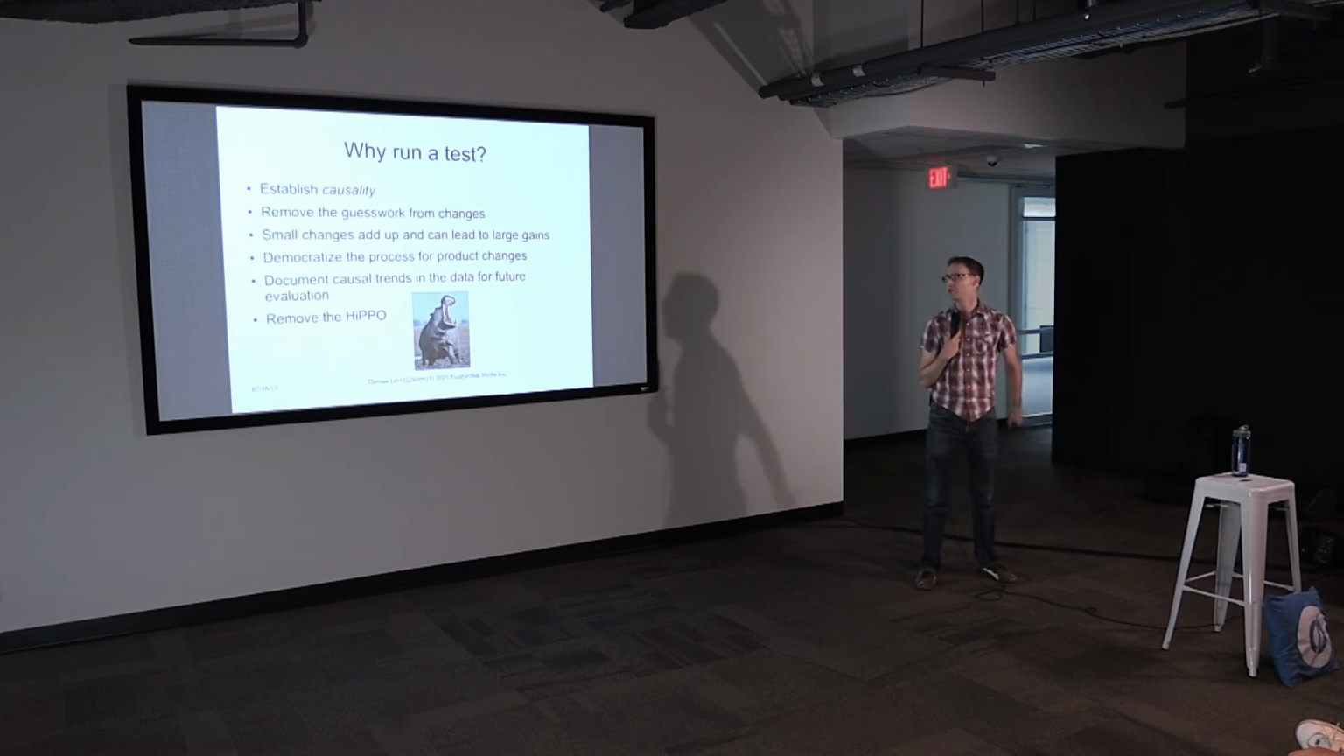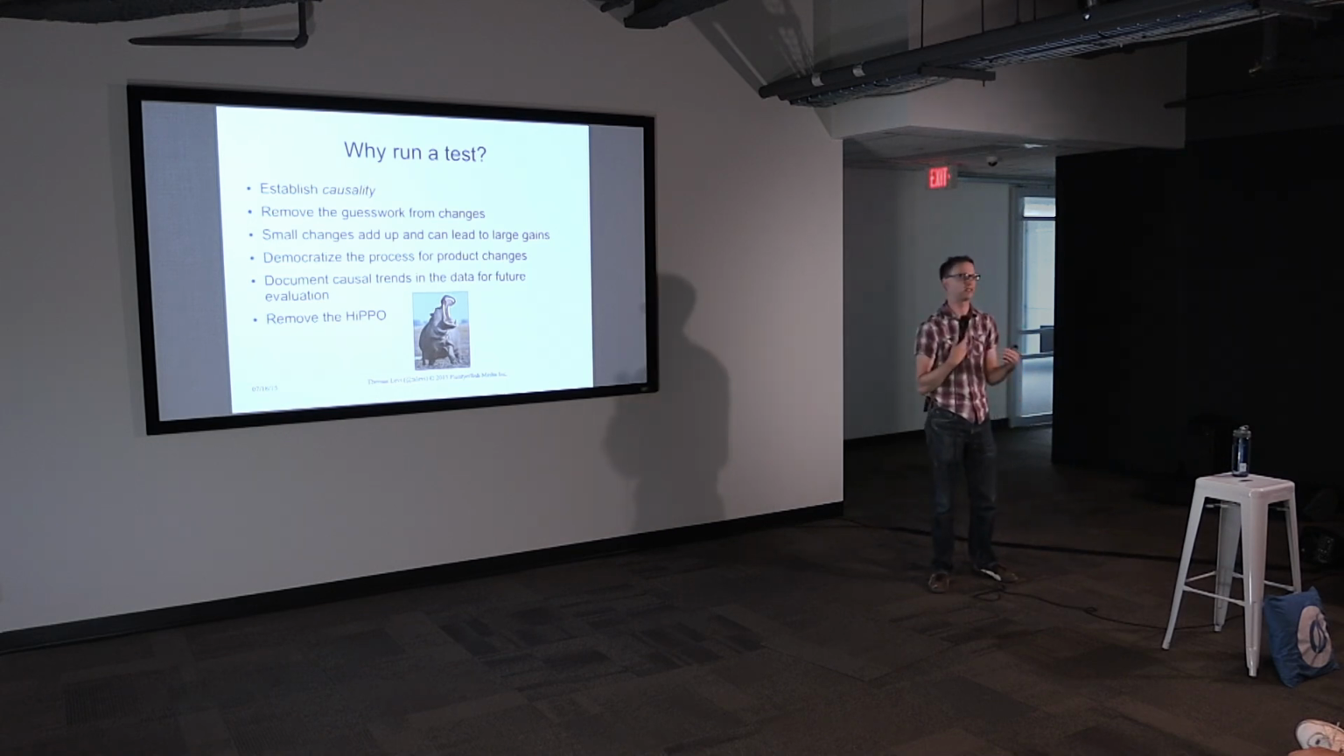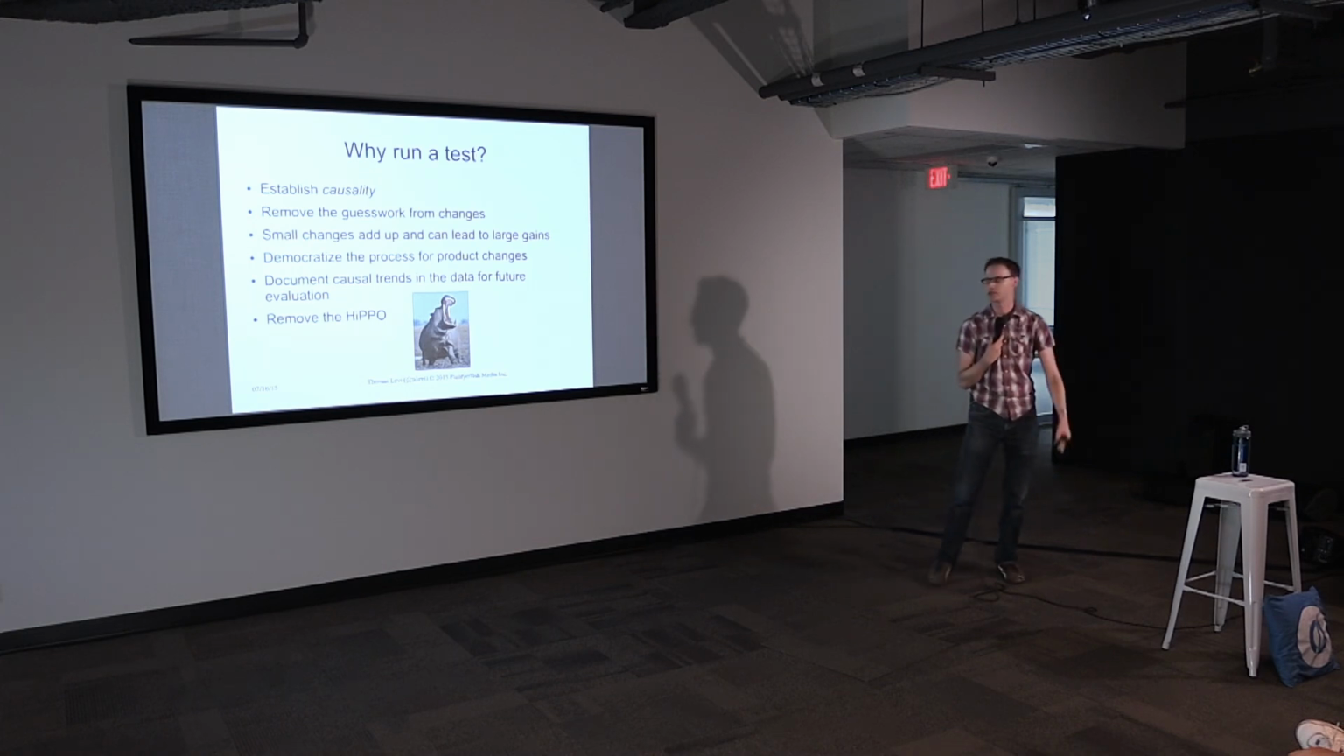The last two things: you can document causal trends in the data for future evaluation. This is where you'll have secondary performance indicators. So if I'm running, let's say, a registration test, my primary KPI, or key performance indicator, might be the number of people that sign up. But my secondary one, that's not what I'm judging the test on but I want to look at later on for analysis, is the number of people that purchase an upgraded membership or something like that. So we can still document the causal trends in those secondary things, and that gives us insight for future tests, future changes to make for the site.